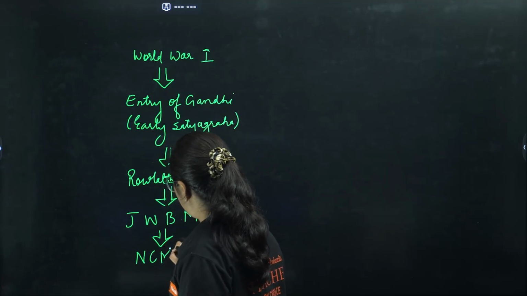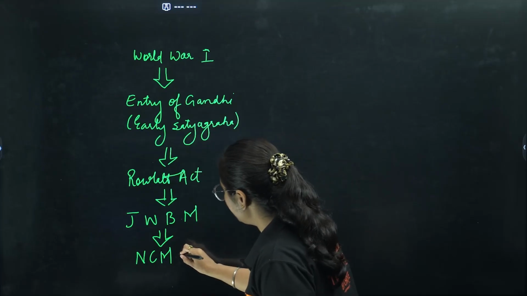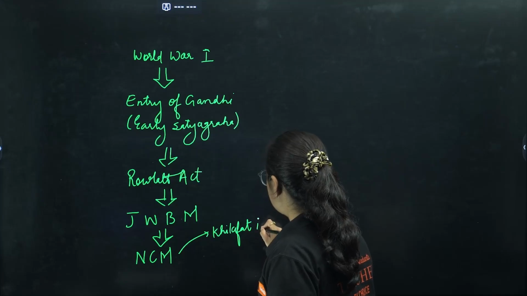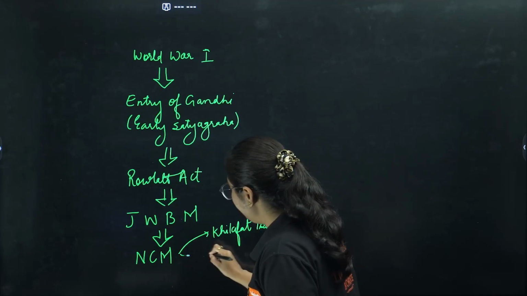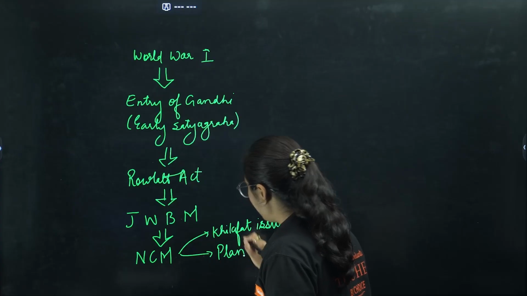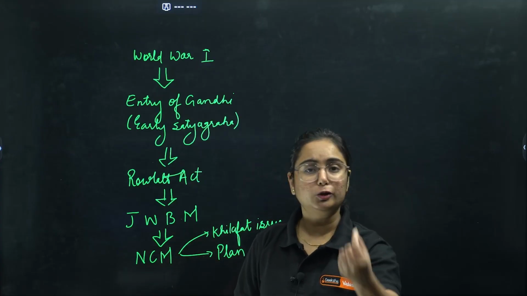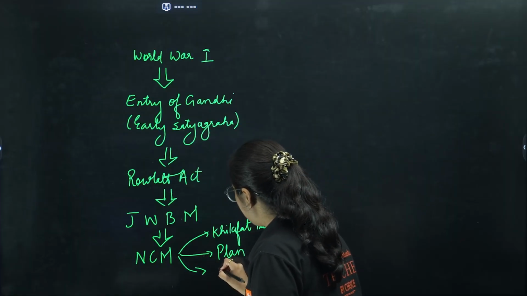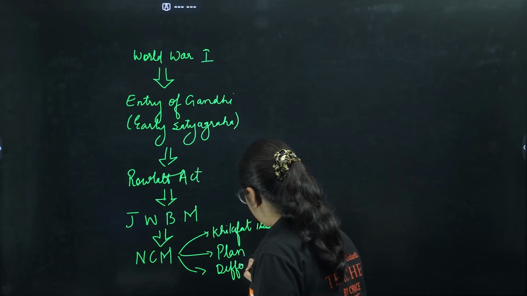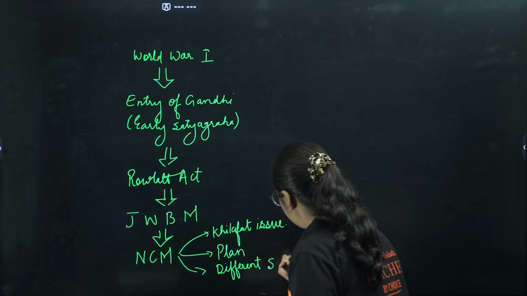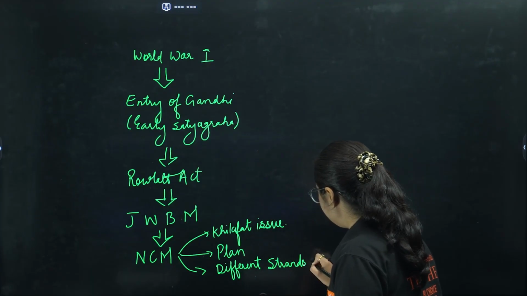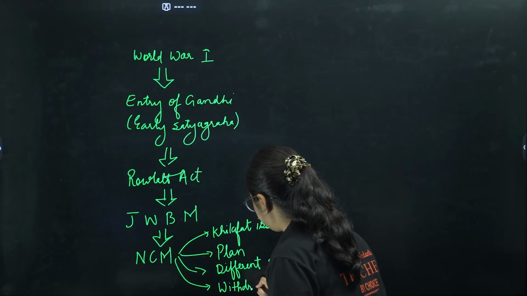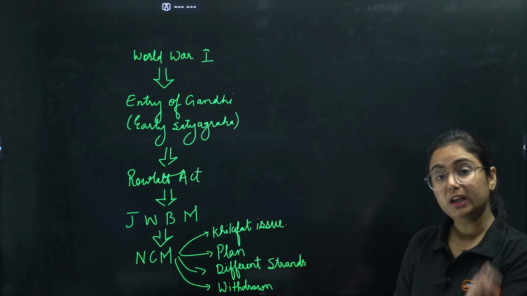It was the non-cooperation movement. Paying attention to each of the topics, the non-cooperation movement started with the Khilafat issue. Then we have to see what was the plan within the non-cooperation movement, like it will be unfolded into stages, we will boycott, etc. Then what we have seen after that, different strands within the movement, how people took Swaraj here, and then the last one was the withdrawal of the non-cooperation movement.